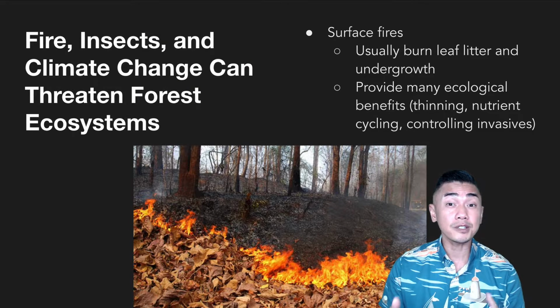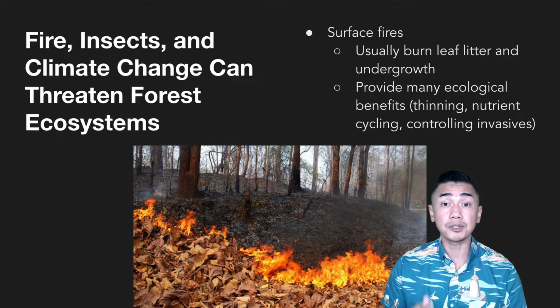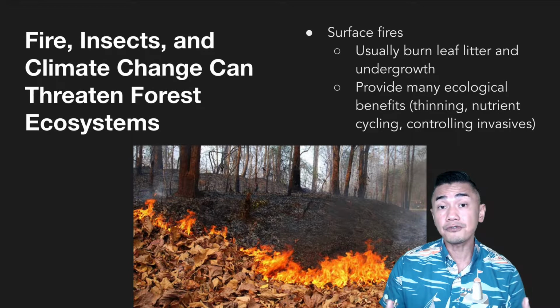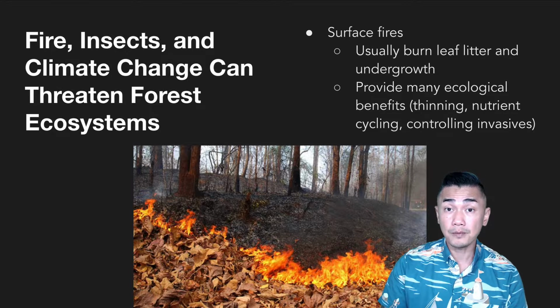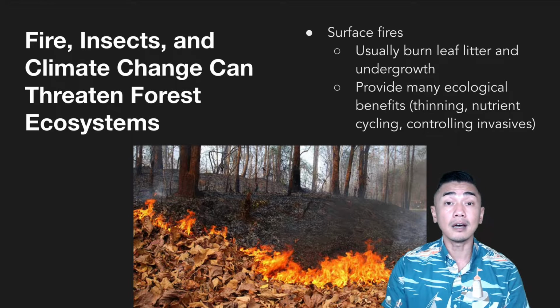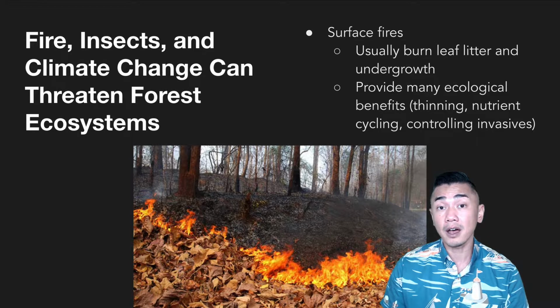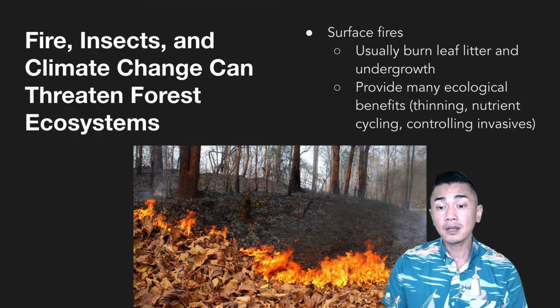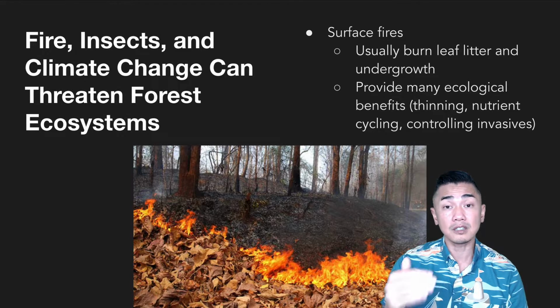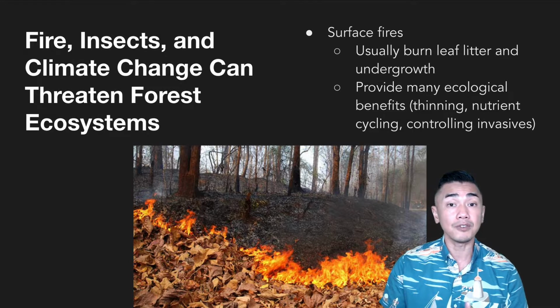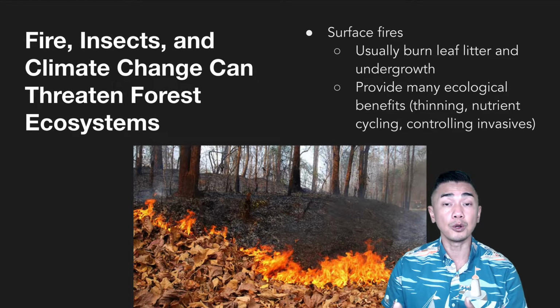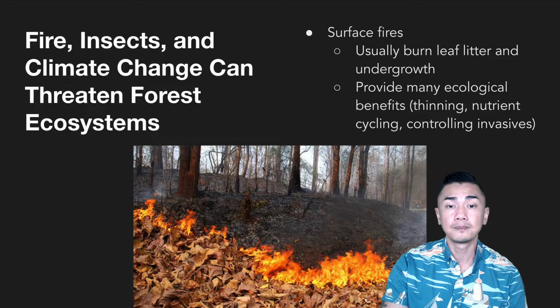Fires can threaten forest ecosystems, and there are two types of forest fires to consider. The first are surface fires. These are fires that burn on the forest floor, and they usually burn leaf litter and undergrowth, leaving trees to survive. They actually provide a number of ecological benefits. Surface fires will thin out forest vegetation, reducing the severity of future fires. They also make nutrients more readily available to plants and will help control the spread of invasive species.